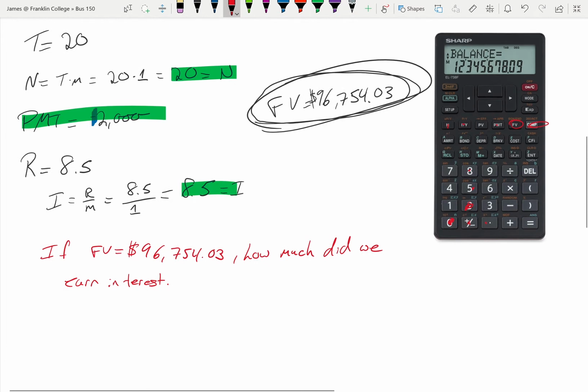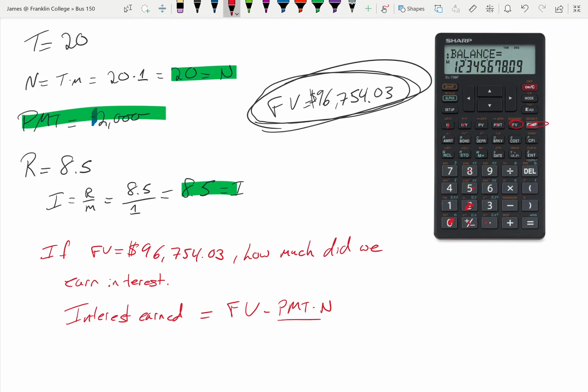Well, interest earned is simply going to be the future value minus all the payments that we made. So this is reflecting how much money we put into the account. The future value is representing how much money is in the account at the end of all of it. The difference between these two will be how much money we have earned in interest.